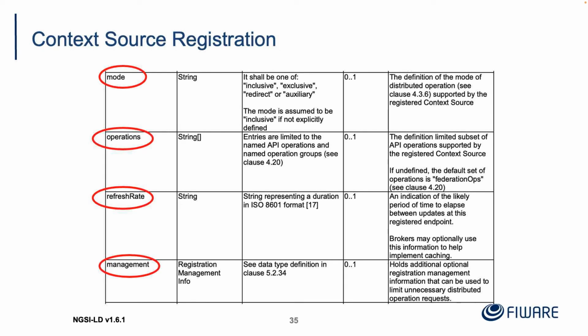The way this works in 1.6.1 is that there are new attributes. The most important one being mode, which goes through the various different types. But the second thing here, which depends on the various types of NGSI endpoints which are serviced, is operations. We'll look at that in more detail in the next slide. There are additional fields like management which hold optional limiting factors. Again, it's all trying to reduce unnecessary bandwidth and traffic.